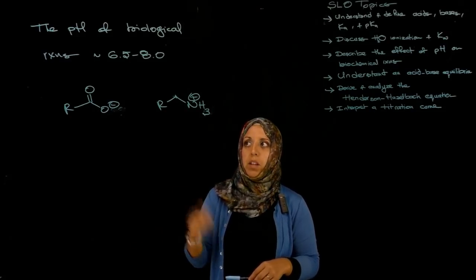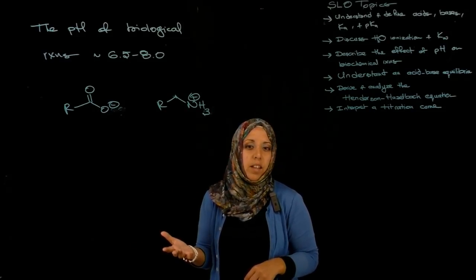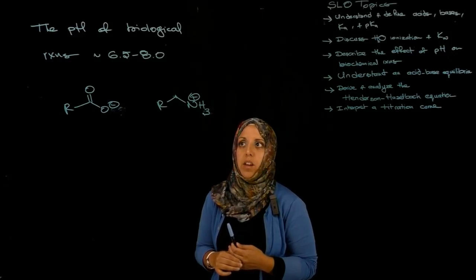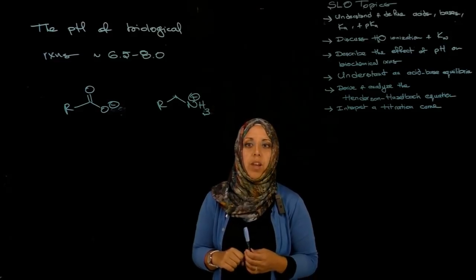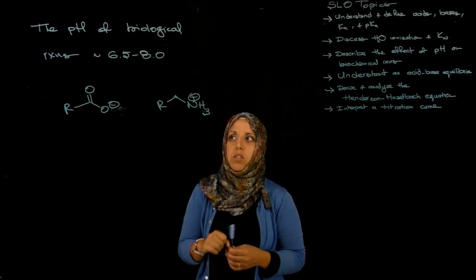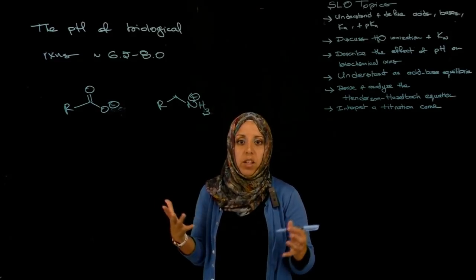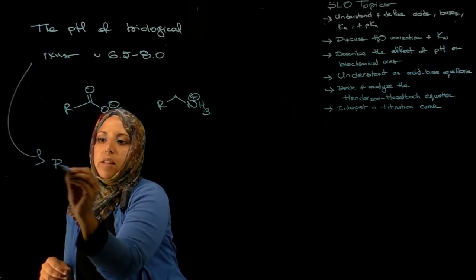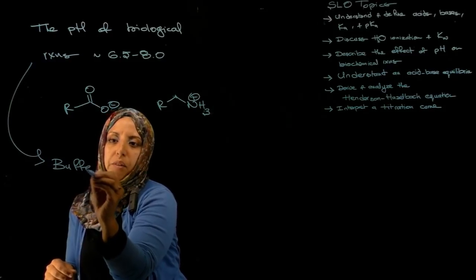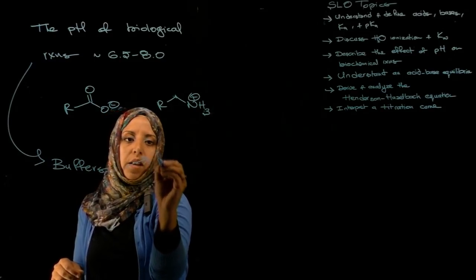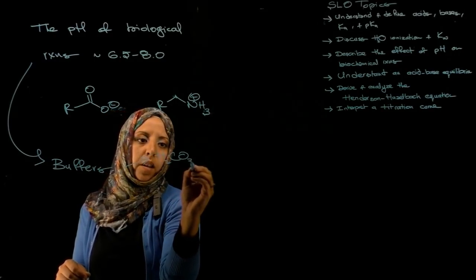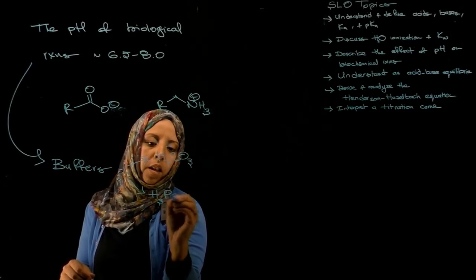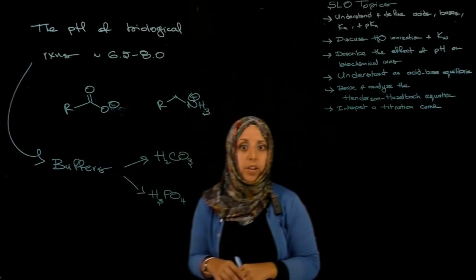Most biological reactions are actually carried out in buffer systems, and we're going to talk about buffers in a separate video. The pH range is so narrow that, to stay within it, buffered systems are typically used. So we're going to end up talking about buffers and some of the important biological buffers. We're going to talk about carbonic acid. We'll also talk about phosphoric acid in a later video, right?